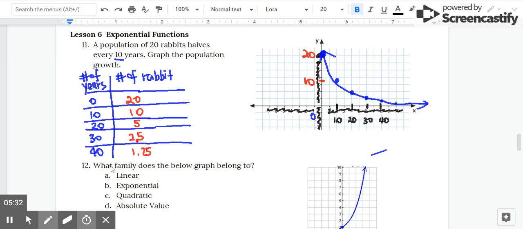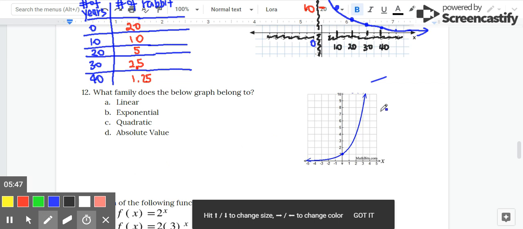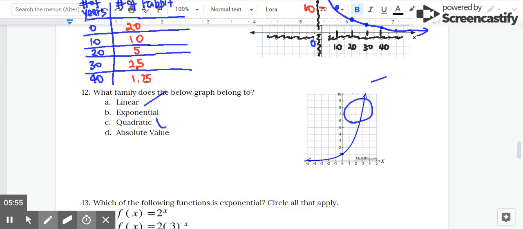Okay. What about number 12? What family does the below graph belong to? The right one. It is increasing slowly, but now it's increasing really fast, this part. So is it linear? Linear is like a straight line. Exponential, quadratic. Quadratic looks like this. We're going to learn about this in the next unit. Absolute value looks like this. So the answer should be exponential. We've been talking about exponential for a couple of weeks. So you should know, okay, if the graph looks like this, then it should be exponential.